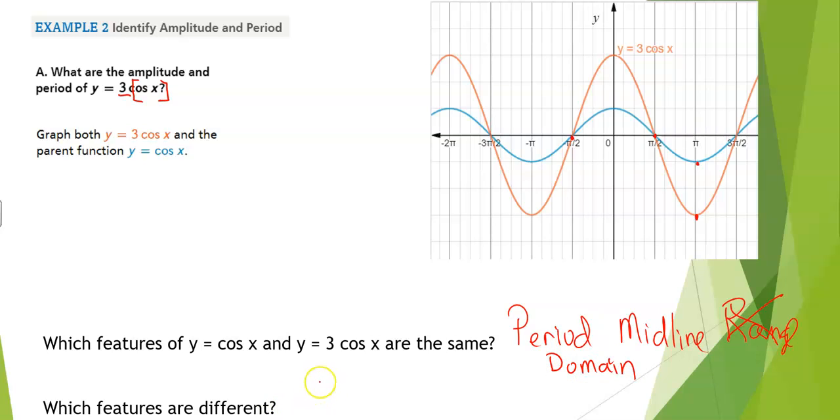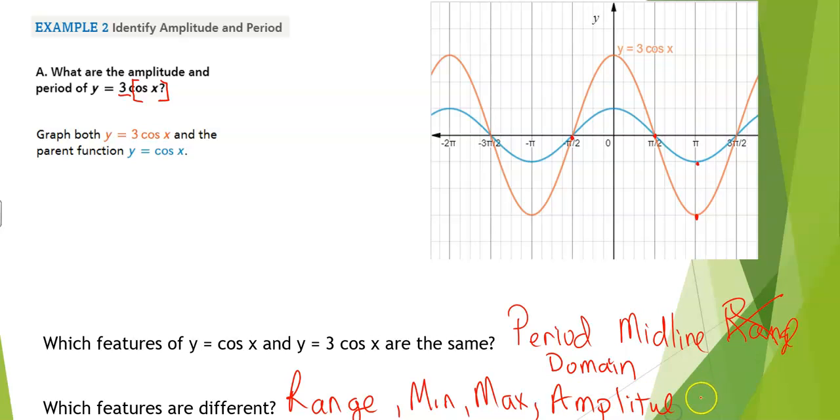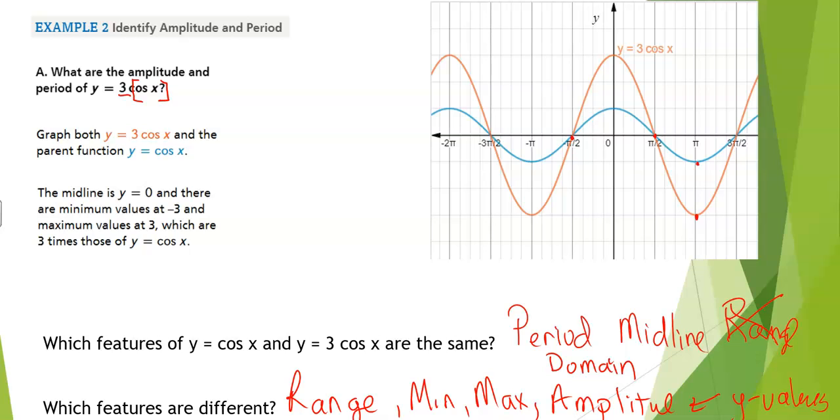So we think about which of the features are different. Well, I just said range, and the reason the range changed is because the min and max changed. Well, these all deal with the y values, so that means my amplitude must have also changed. These all relate to the y values, and notice I multiplied 3 times what my initial y value was. All right, let's look at the next thing.